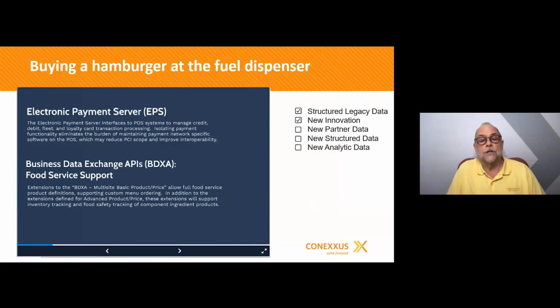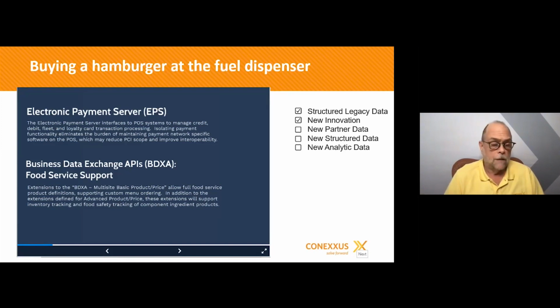So we have the electronic payment server, which has given us the ability to take payment for any number of things. But I think the more important one here is business data exchange and the food service support, which is extending our given price book so that you can define things as menu items or having say a bill of materials or an optional set of accoutrements, or condiments, that you might put on a hamburger. Some of these are for money and some of them are free. And so BDXA, which is Business Data Exchange APIs, this is one of the targets for BDXA.